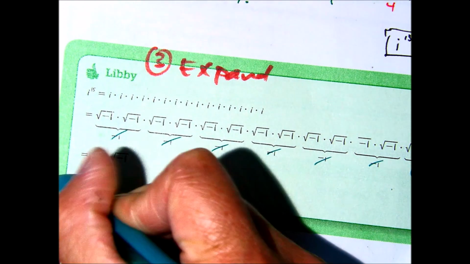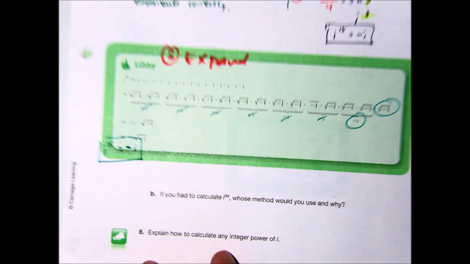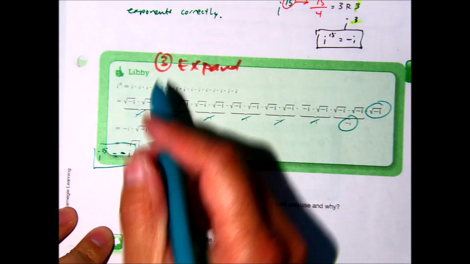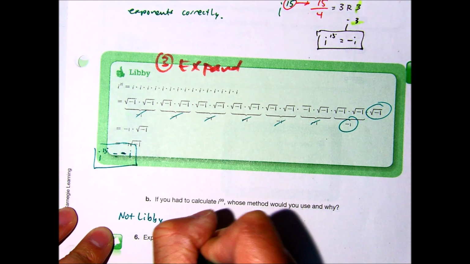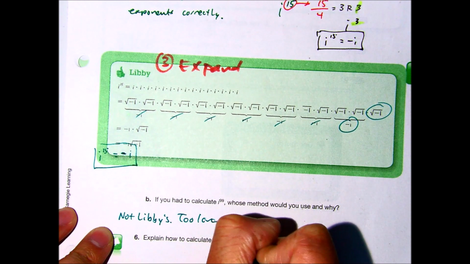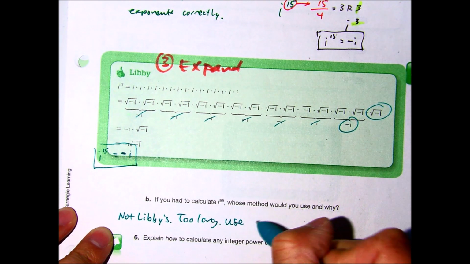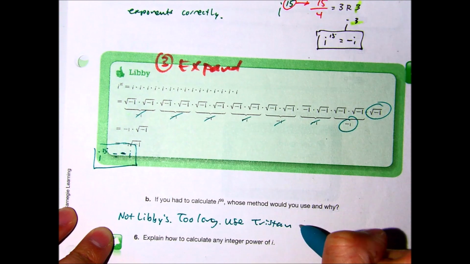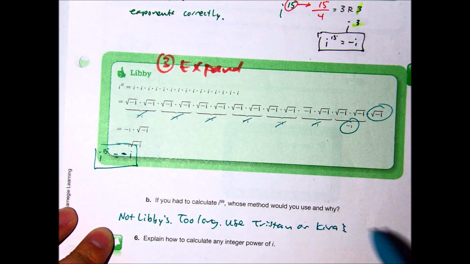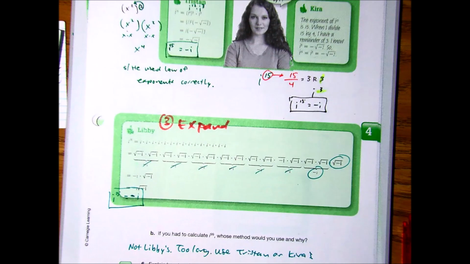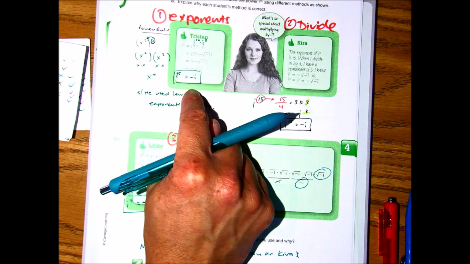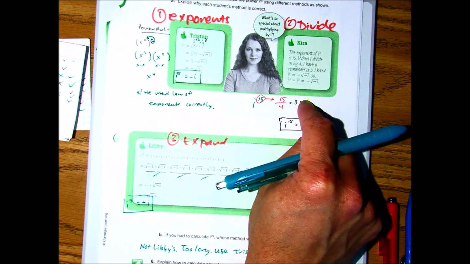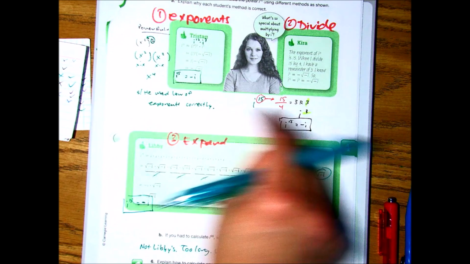So Libby did something that, expanding it, if you had to calculate i to the 99th power, would you guys use Libby's? Not Libby's. Too long. Use whose method? Question. It's a preference. There's no right answer. Raise your hand if you had to calculate i to the 99th power. Raise your hand if Tristan's method makes more sense to you. Raise your hand if Kira's method makes more sense to you. Well, it doesn't matter because we're going to get the same answer.